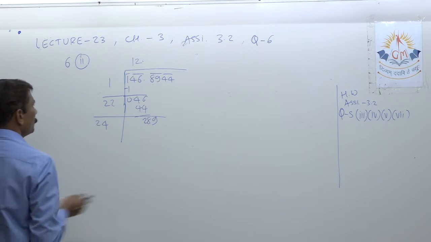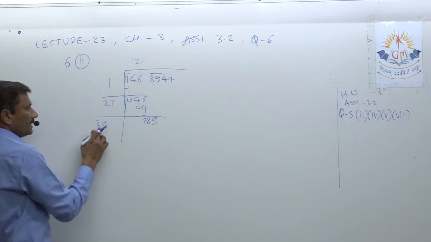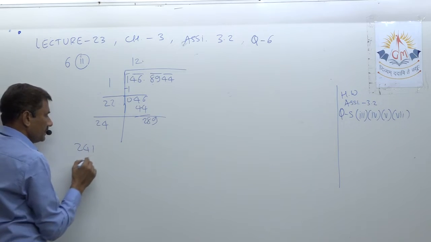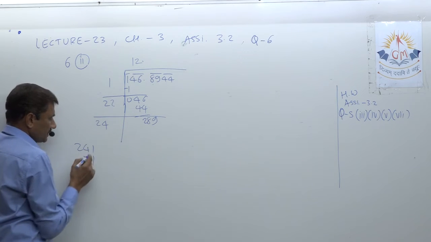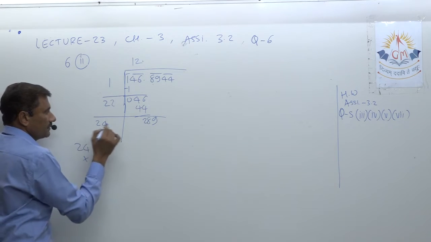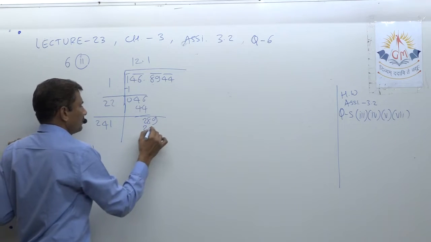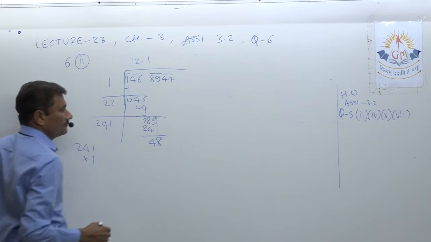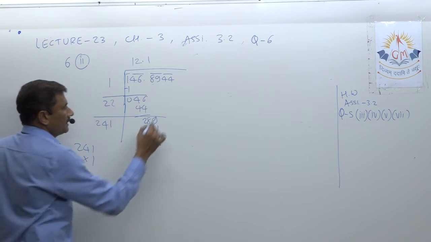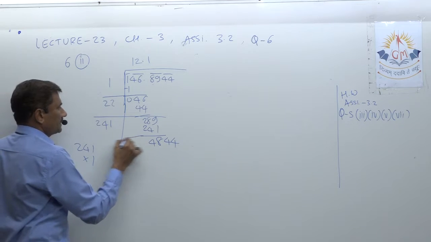Okay, now 89 we brought here, so again it may be either 241 into 1, 242 into 2, but that will be bigger. So just stay at 241 into 1 only. It will be 241. 9 minus 1, 8. 8 minus 4, 4. Now bring down the next pair 44. Okay, so the next step starts.